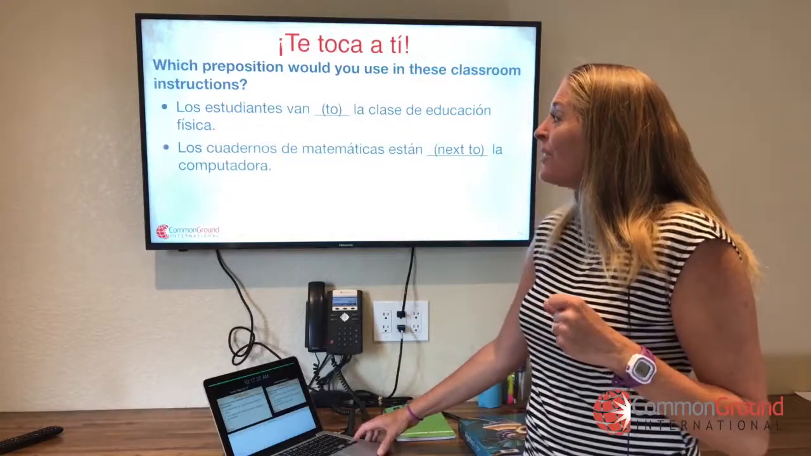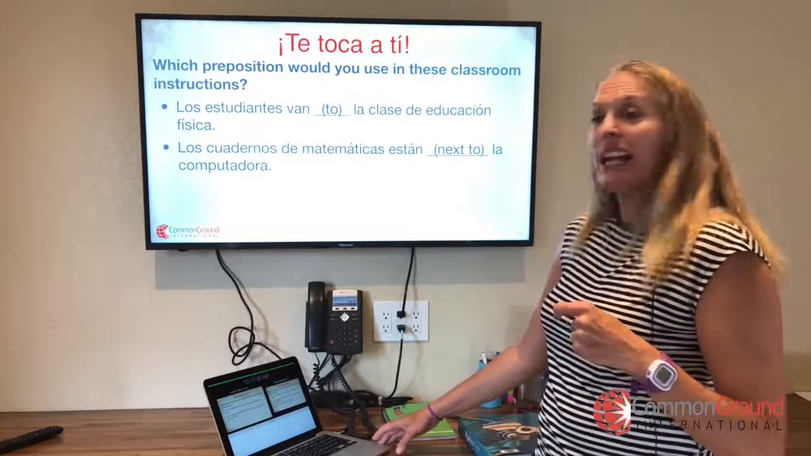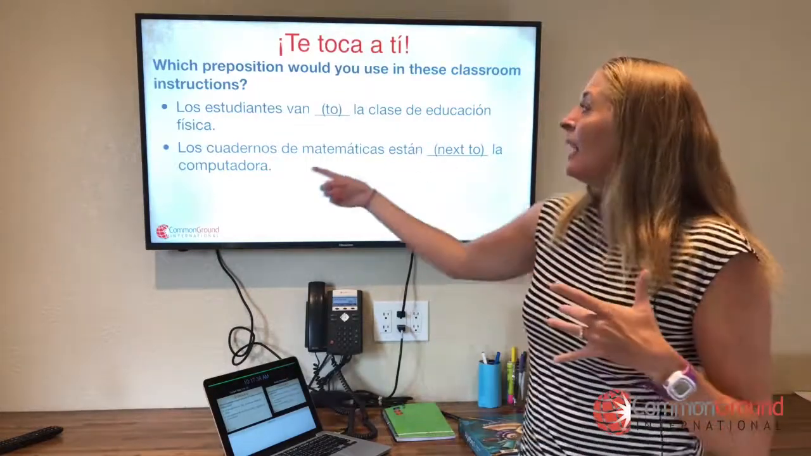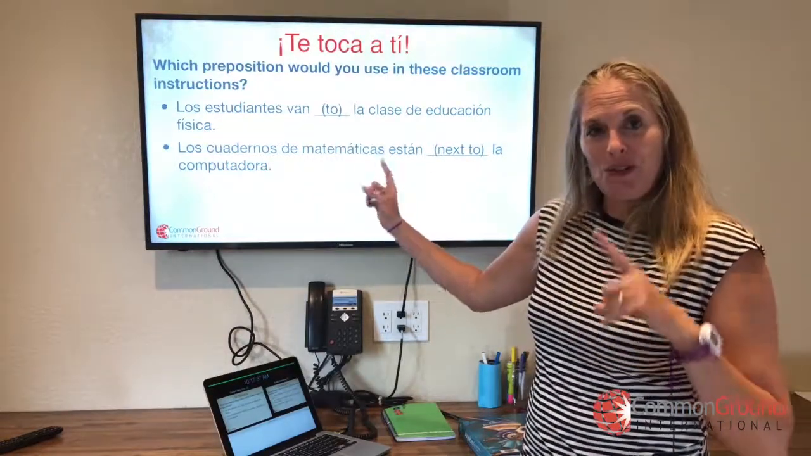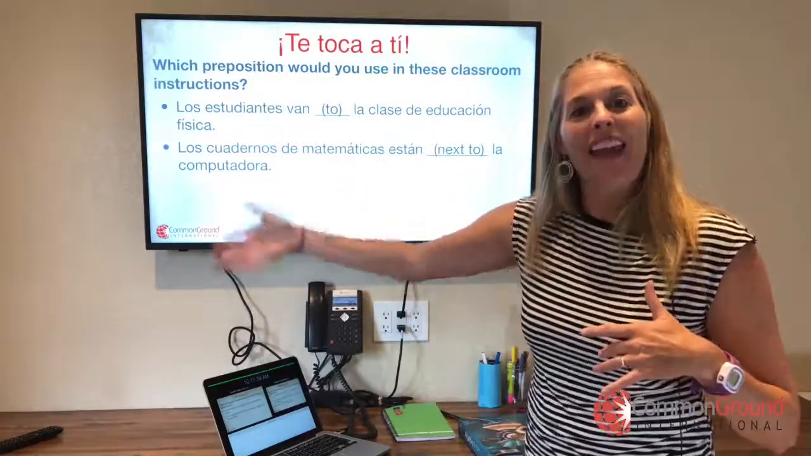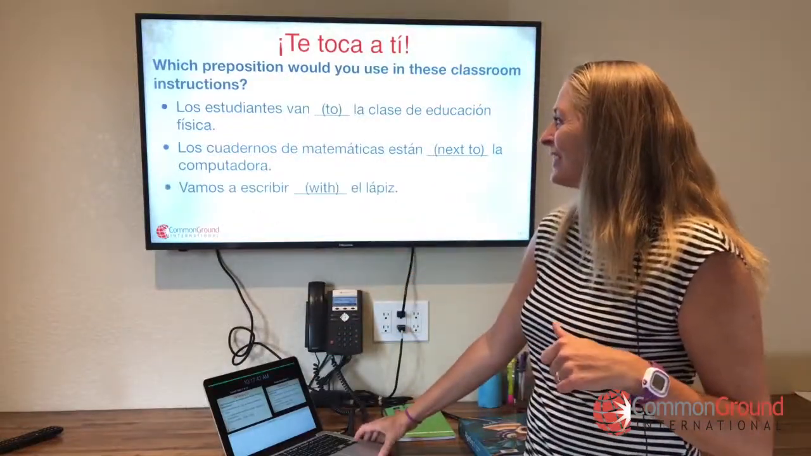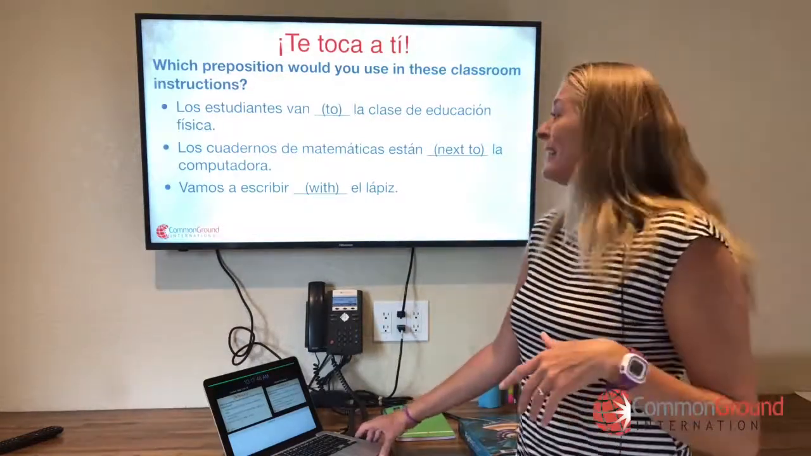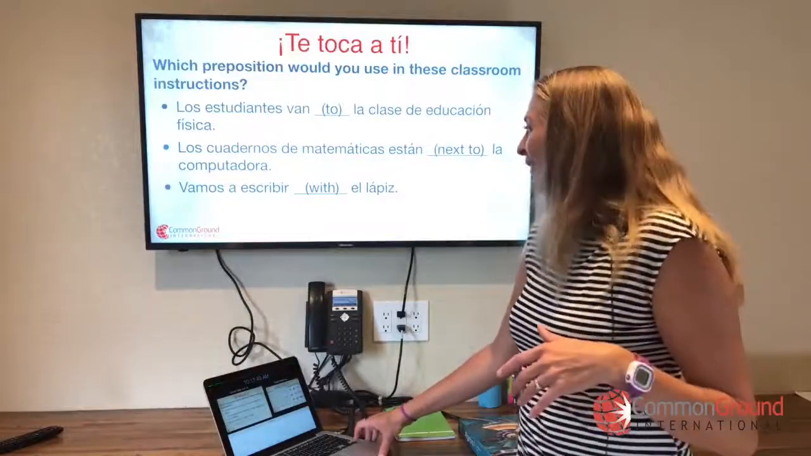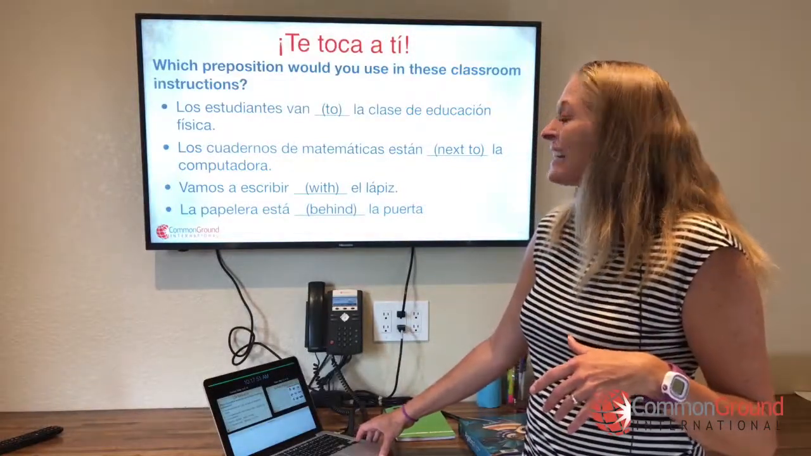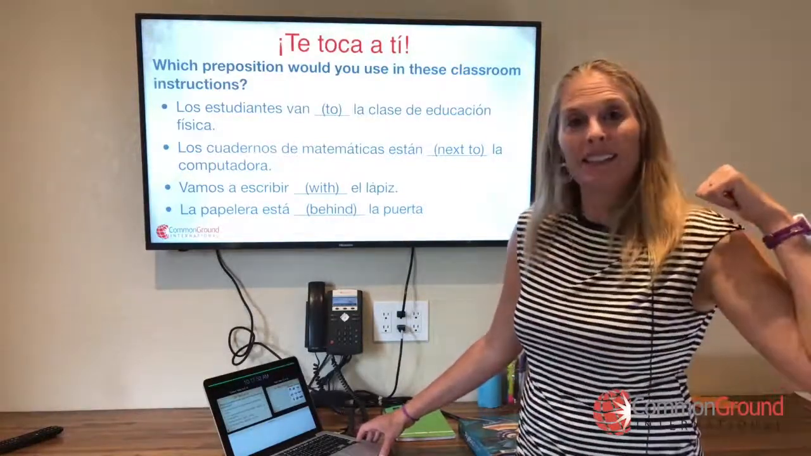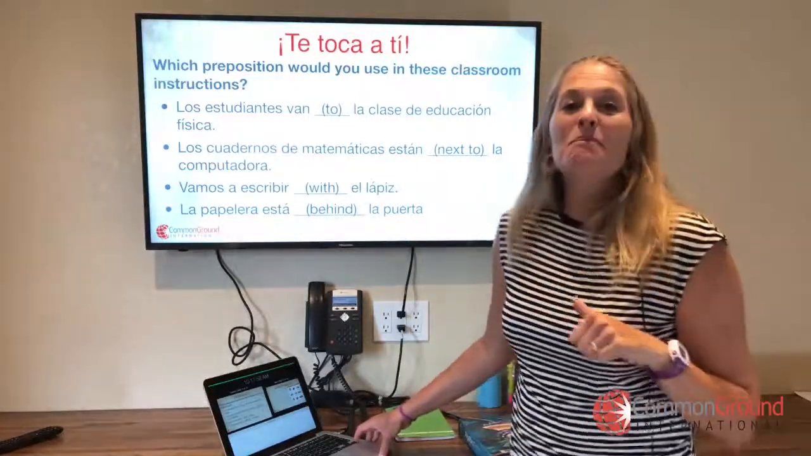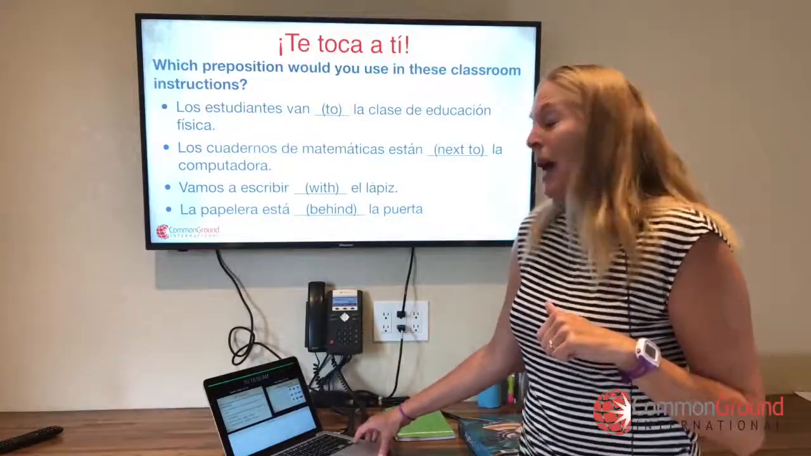Okay. Los cuadernos de matemáticas están next to. ¿Cuál es la preposición? Están next to la computadora. Next to, ¿recuerdan? Al lado de. Muy bien. If you got that correcto. Vamos a escribir with. Lápiz, what is it? Con, correcto, con. Y la papelera está behind la puerta, detrás de la puerta, ok? Muy bien, es un mini quiz para ustedes.